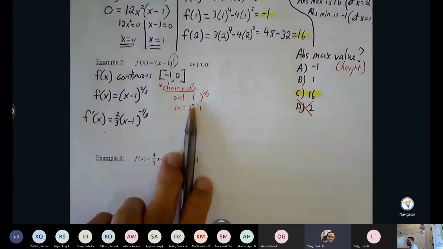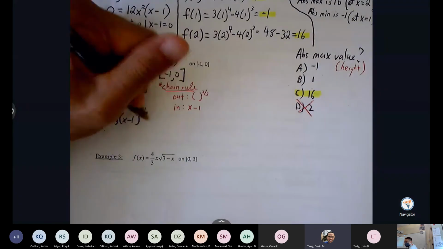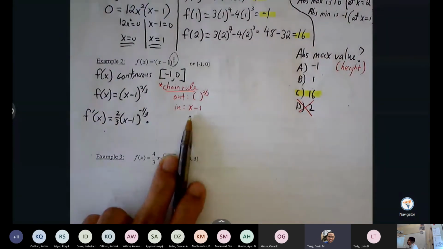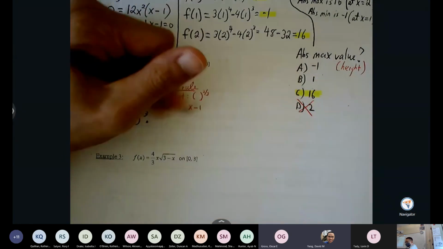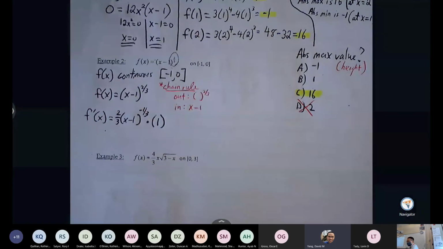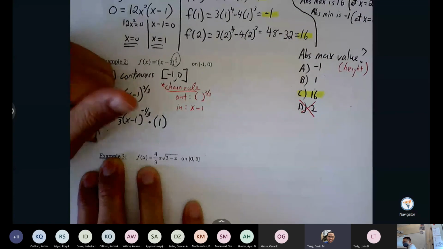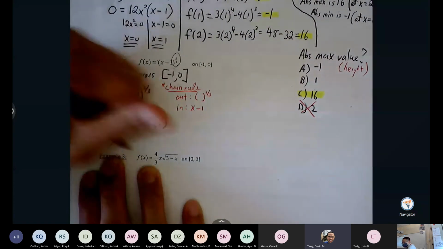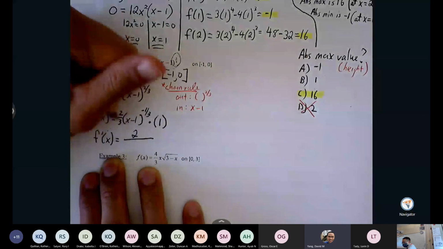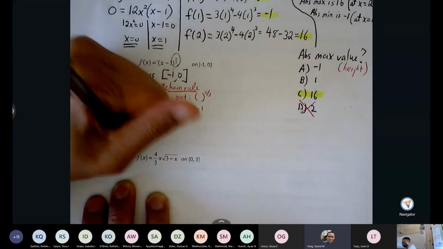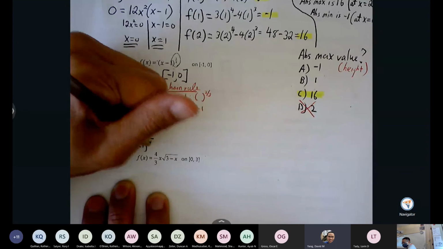So we took care of the outside derivative using power rule times, what's the inside derivative? 1. Just 1, right? So it's not going to change anything, but I want to remind us of our chain rule steps, right? Outside derivative followed by inside derivative. Okay, let's clean this up and see if we can find our potential critical points. I'm going to place the numerator where they belong, the 2 above and everything else below. The 3 goes below. The (x minus 1) to the 1/3 goes below.